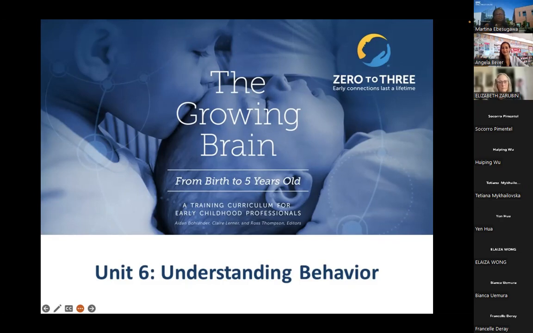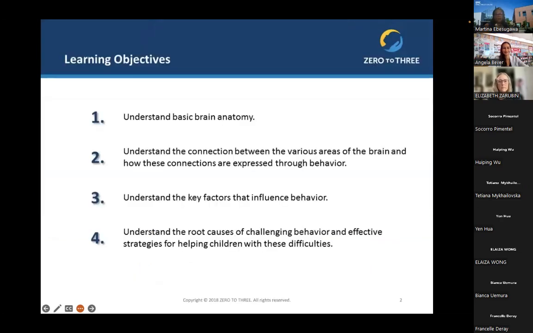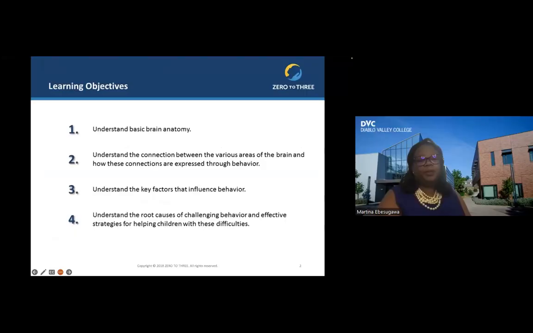So let's get started. To begin, we're going to go over the objectives for today. Those include being able to understand the basic anatomy of the brain, understand the connections between the various areas of the brain and how these are expressed through behavior, understand the key factors that influence behavior, and understand the root causes of challenging behavior and effective strategies for helping children with these difficulties.